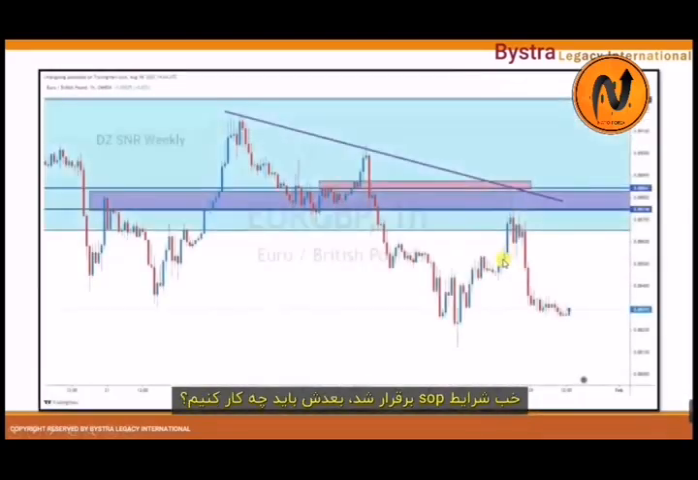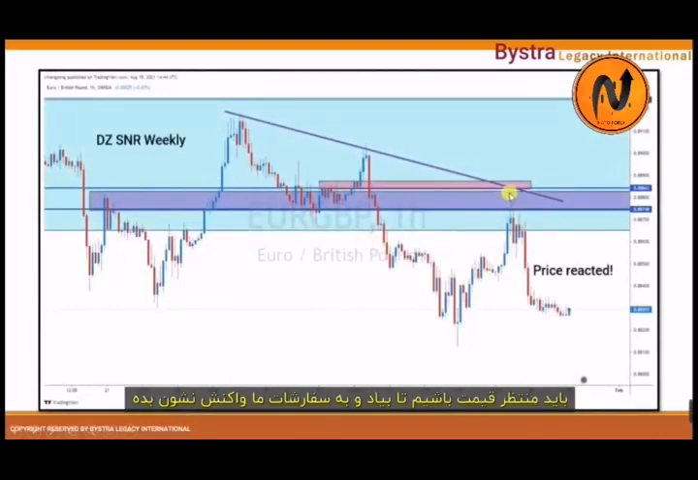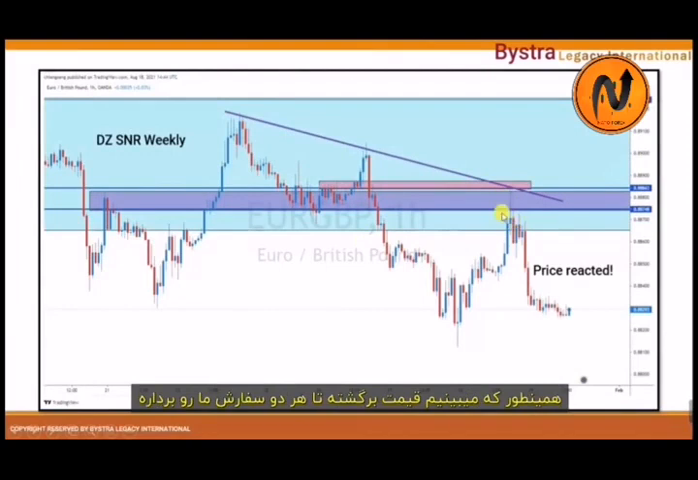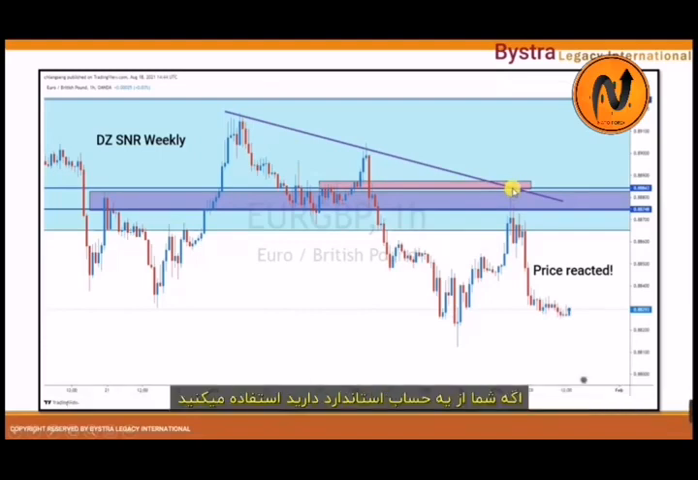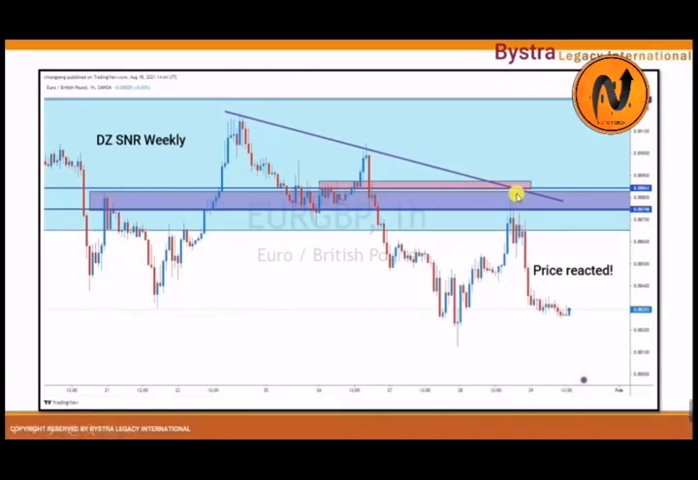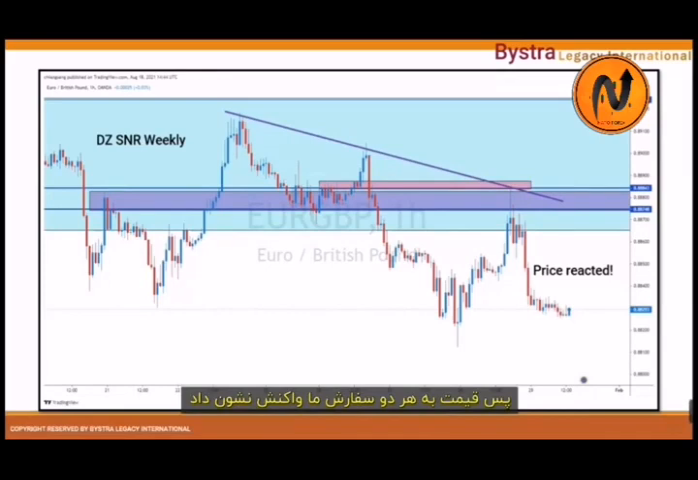Next, what should we do? We wait for the price to come and react to our orders. As we can see, price has come back to take both of our orders. One is the QMR H4, and another one, this is a very good sharp entry for our QMC H1. So if you are using a normal standard account, you might not get the PO because the entry is too sharp. Therefore, the best is to use an ECN account or a raw account. So price reacted to our PO, and we are in happy profit for both setups. Okay.